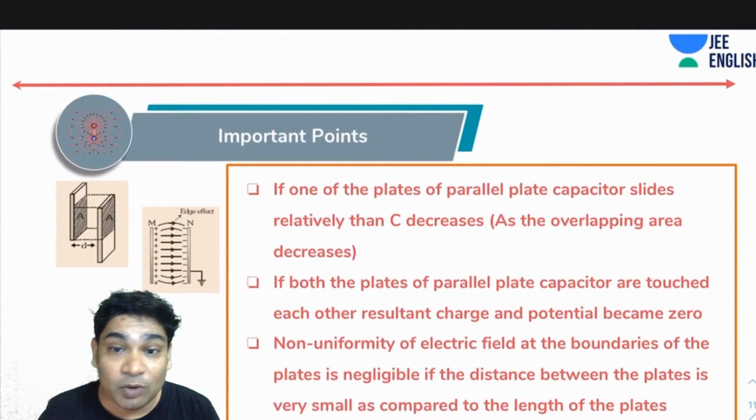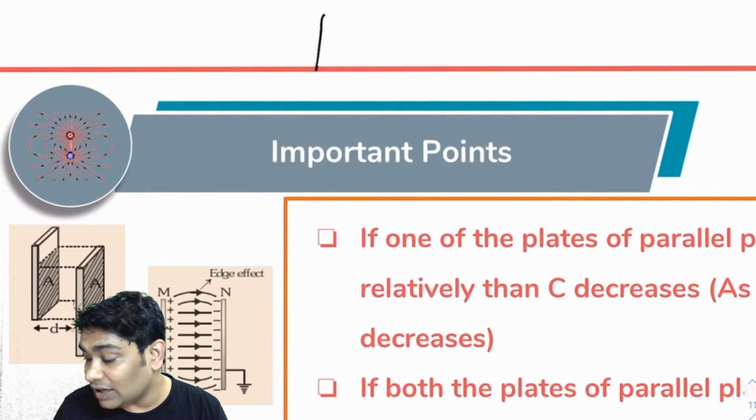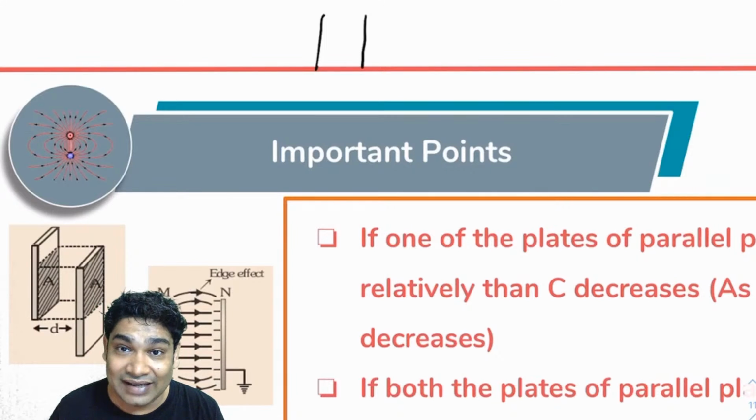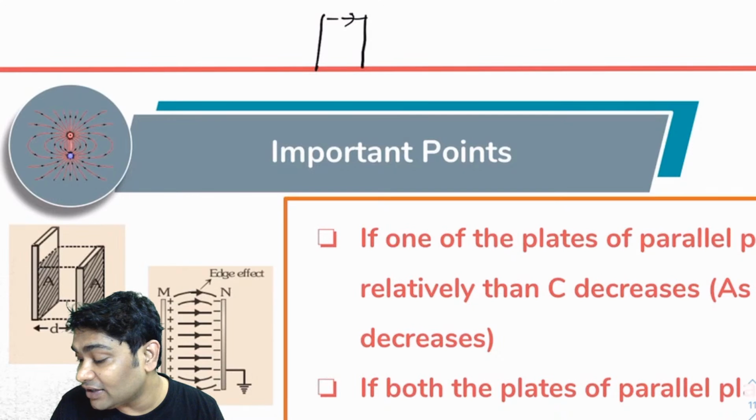And before we move forward, let me tell you some important points. Okay. So if one of the plates of the parallel plate capacitor slides relatively, then C decreases. So please remember, earlier what I considered was that the two plates were identical and they were exactly placed in front of each other. So in that case, the area that you take in this formula, C equals epsilon naught A over d, is the complete area of the plate.